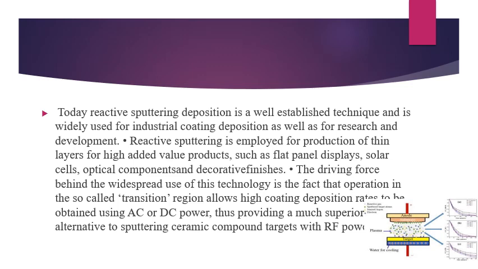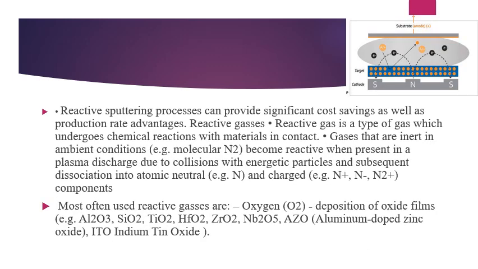The driving force behind the widespread use of this technique is the fact that operation in the so-called transition region allows high coating deposition rates to be obtained using AC or DC power, thus providing a much superior alternative to sputtering ceramic compound targets with RF power. Reactive sputtering processes can provide significant cost savings as well as production rate advantages.